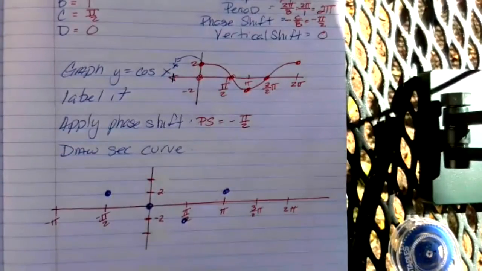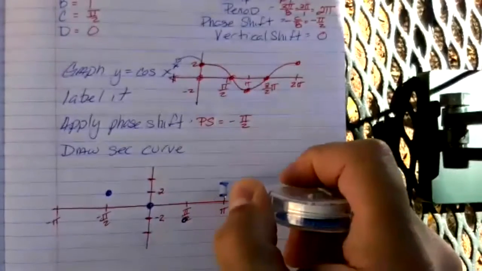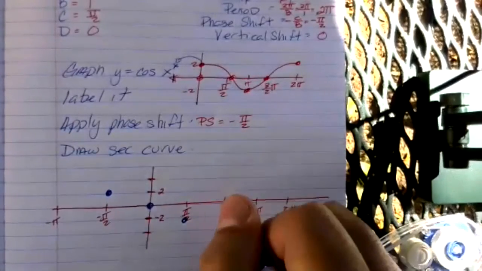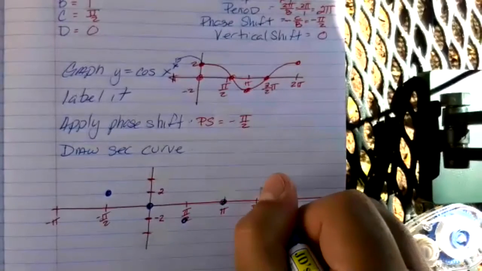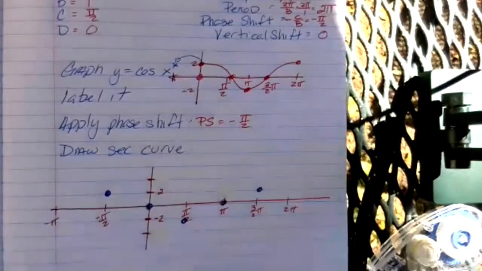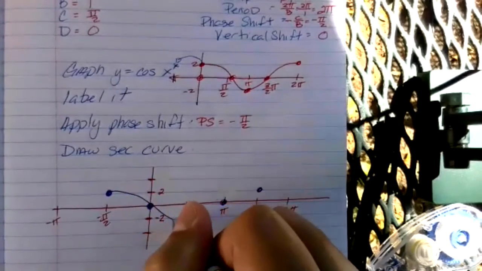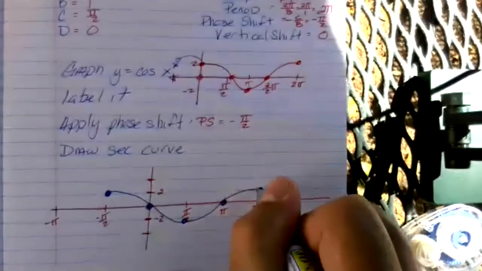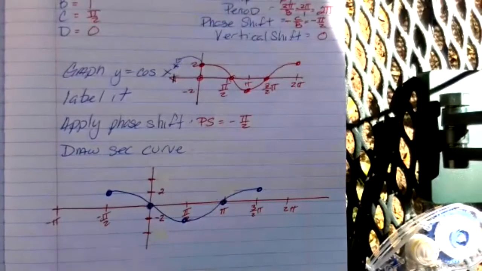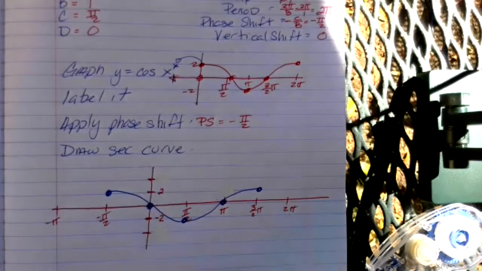Oops, I made a mistake right there. I'm going to have a curve that looks like that. It's going to go from negative 1/2 pi to 3/2 pi. This whole graph shifted to the left, negative 1/2 pi.